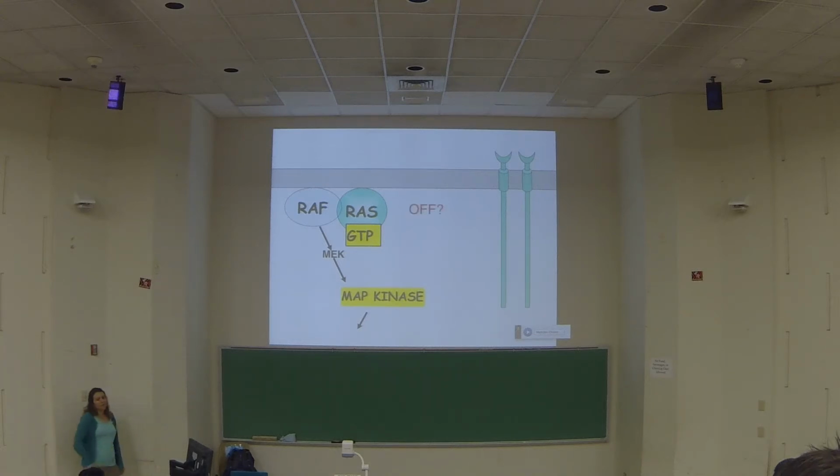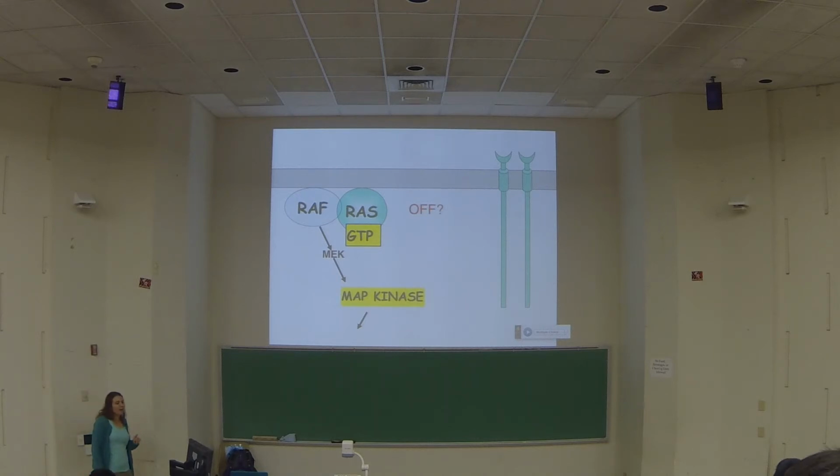How do we turn off this pathway? The same way we turned off all the other pathways. We hydrolyze that GTP. Turning it off is easy. It's the same in each one of these pathways.